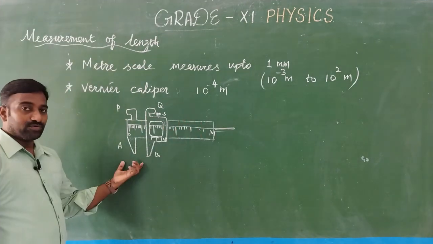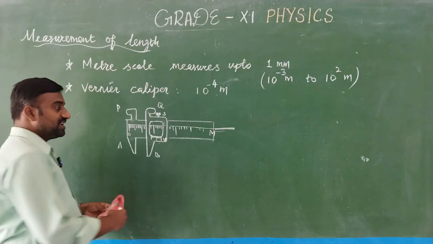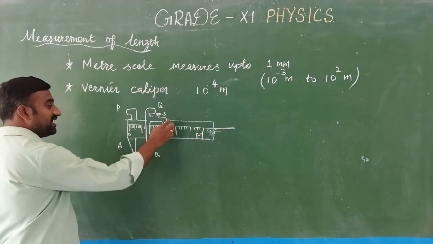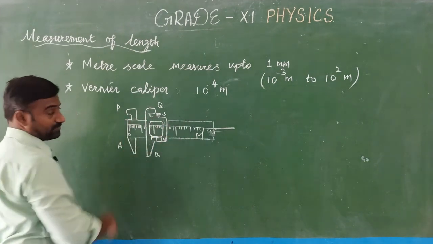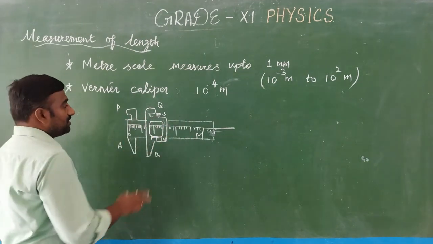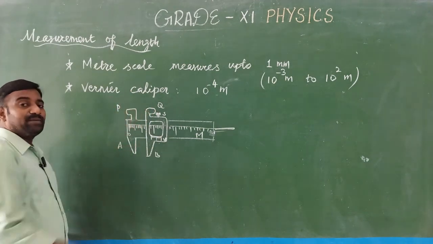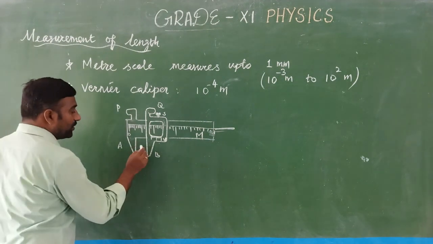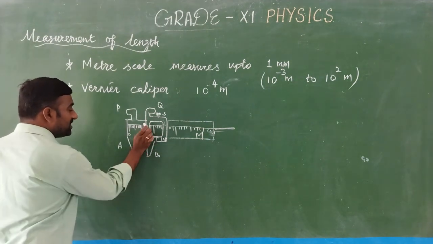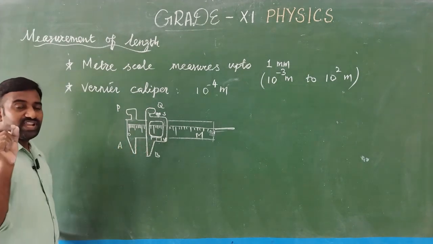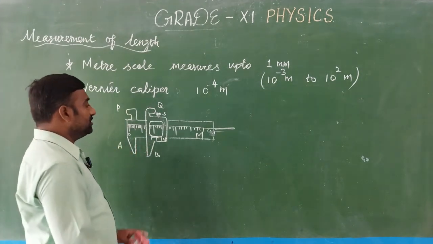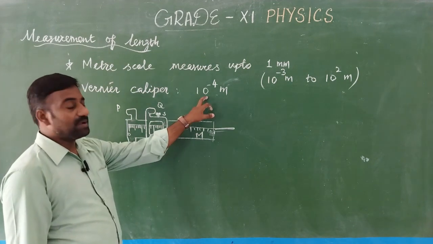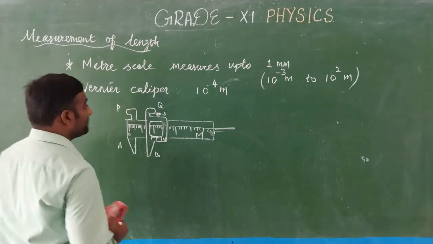So the vernier caliper has an ordinary main scale, and over the main scale the vernier scale can slide to and fro. The upper two jaws are used to measure the internal diameter of hollow objects, like a cylinder or test tube. The lower jaws are used to measure the external diameter of solid objects, like a lead shot or any metal ball. So the vernier caliper is used to measure dimensions less than a millimeter, with accuracy up to 10 to the power minus 4 meter.